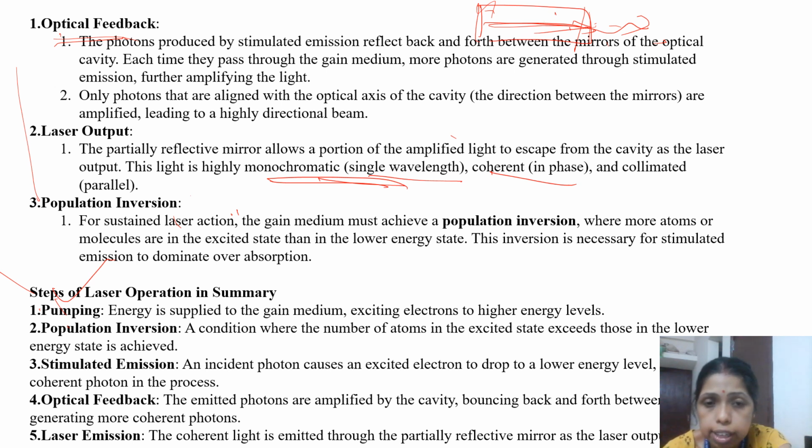Here, suppose this is the active media, this will be fully reflecting, and this will be partially reflecting, because on this side there will be a small hole. From this hole the first photon will try to match the reflectivity of this mirror, and after that all the photons will come out from the device. It will be designed in such a way that the maximum number of photons come out at the same time. So laser emission: these are the steps for laser operation.